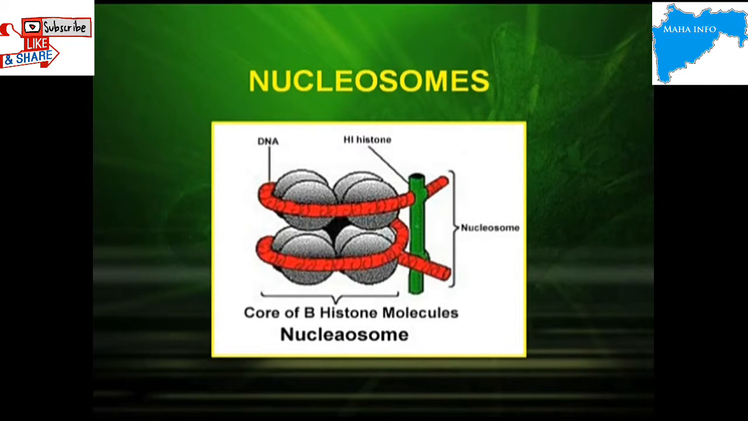Now, it has been found that the DNA is packed in the cell in the form of nucleosomes. As you can see in the picture, the nucleosome contains 8 protein molecules, and that forms an octamer. Now, let us go into detail on the structure of the nucleosome.